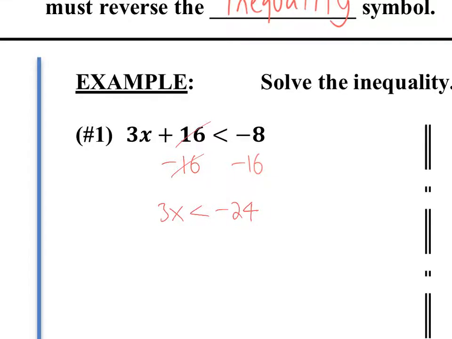What's next? We have 3x is less than negative 24. What would you do next? Well, you would divide by 3, so we're going to do the same thing here. Do we need to flip the inequality? We have a negative here. Do we need to flip the inequality, or did we need to flip the inequality?